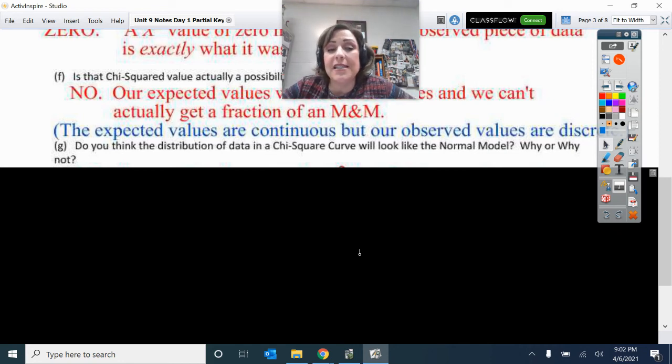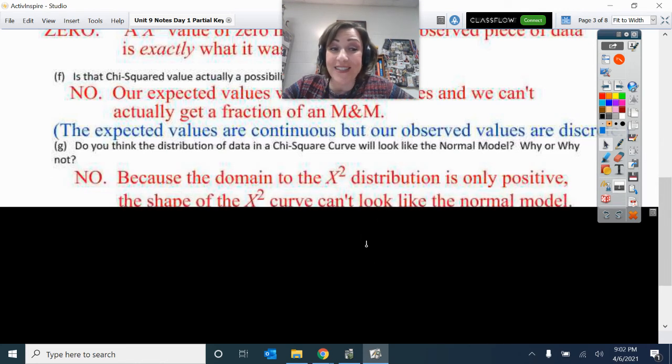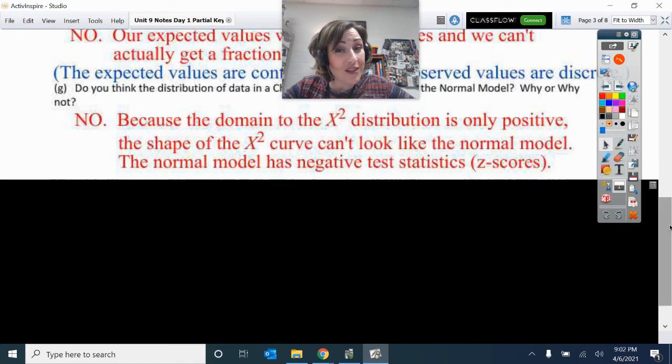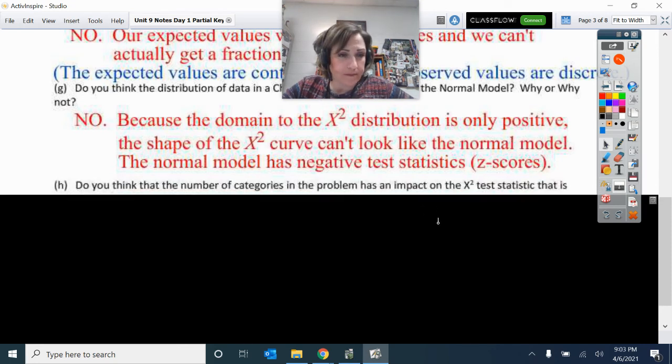So, do you think this chi-squared curve looks like the normal model? That answer is definitely no. I can tell that for sure. At this point, I may not know what it's going to look like, but it won't be like the normal model, because I can have negative test statistics with the normal model, and I cannot have negative test statistics with the chi-squared. Okay, how about this one?